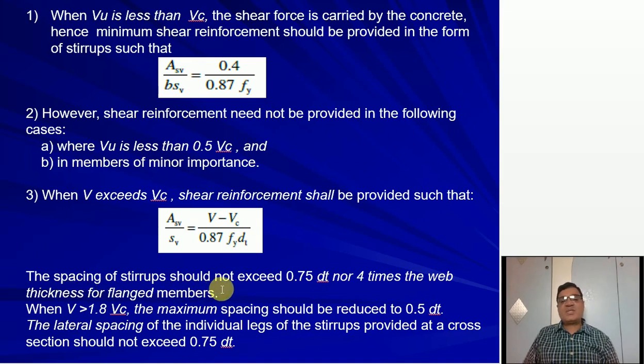The spacing of stirrups shall not exceed 0.75 dt nor 4 times the web thickness for a plain section. When V is greater than 1.8 Vc, that means a very high value, the maximum spacing should be reduced to 0.5 dt. So from 0.75 dt to 0.5 dt, which is quite a small value. The lateral spacing of individual legs of the stirrups provided at a cross section should not exceed 0.75 dt. Individual legs means if it is 3-legged or 4-legged, for that also the criteria is given.